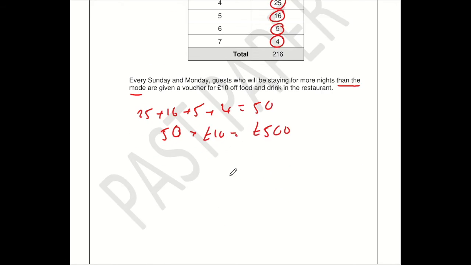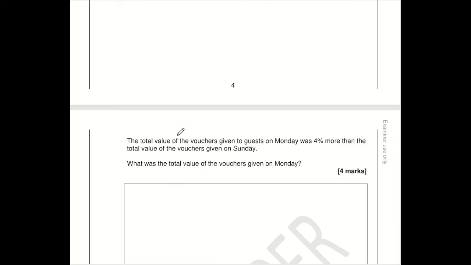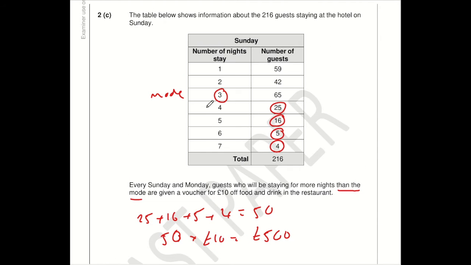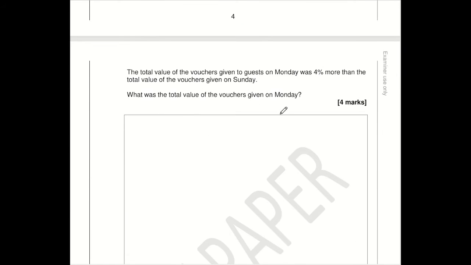And we've not actually looked at what the actual question says. I've sort of gone ahead. We know that £500 worth of vouchers was given out on the Sunday because this refers to Sunday, and on the Monday it's 4% more than this. So we need to increase 500 by 4%. When we're increasing by 4%, we need to multiply by 1.04. Now, if you don't really understand your percentage multipliers, remember that if you're calculating 4% of an amount, the multiplier would be 0.04.